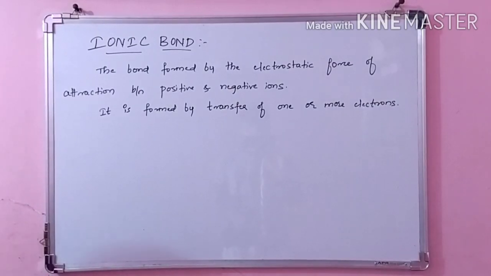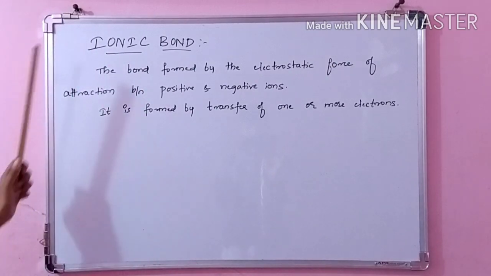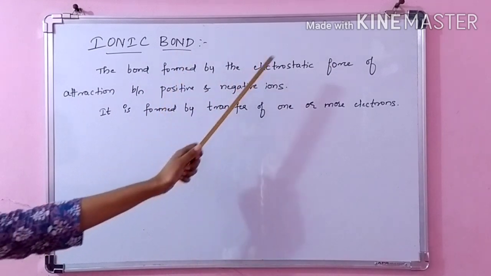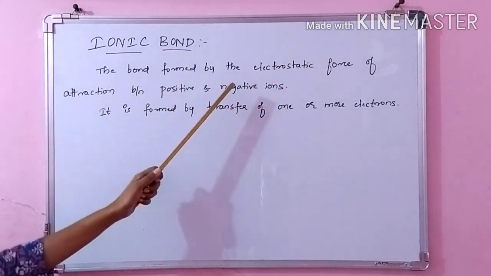Welcome to my classes. Today we will be understanding what is ionic bond and how it is formed. Okay, before going to that, let us understand the definition. So here the bond formed by electrostatic force of attraction between positive and negative.